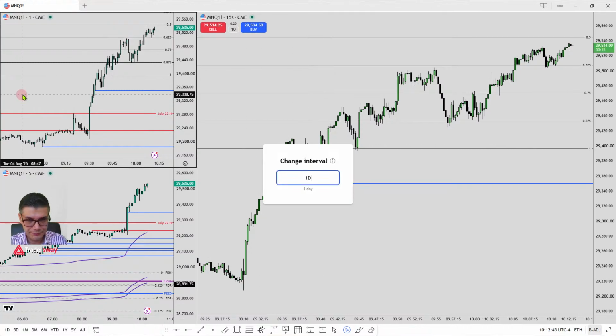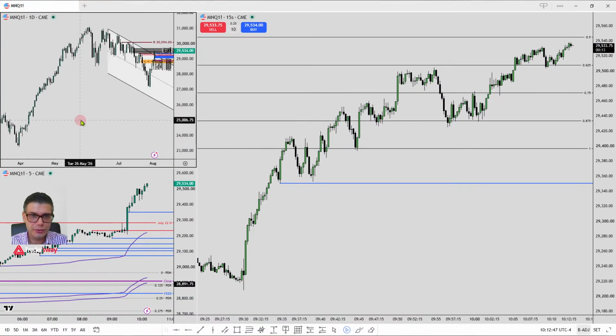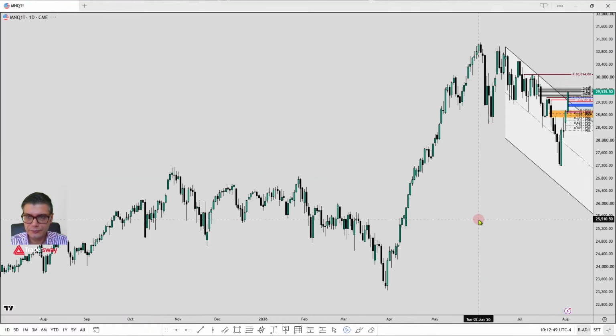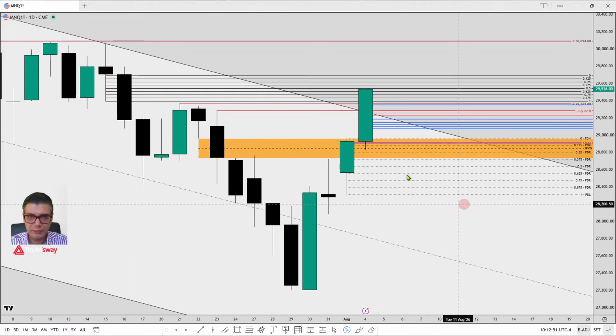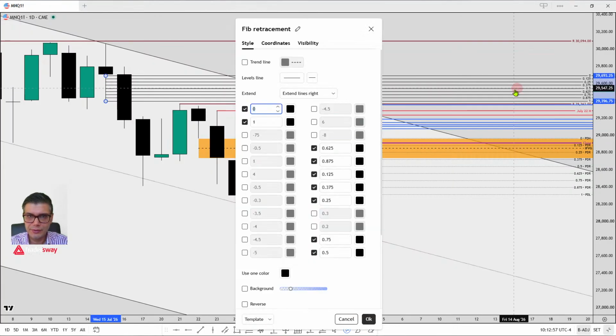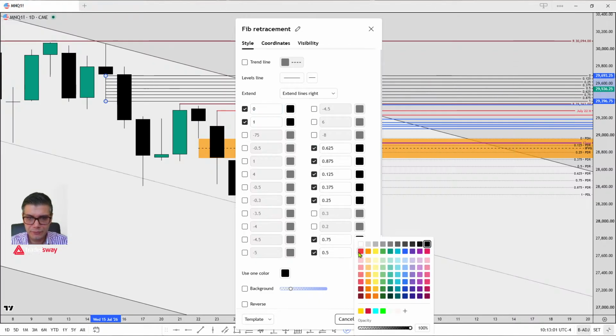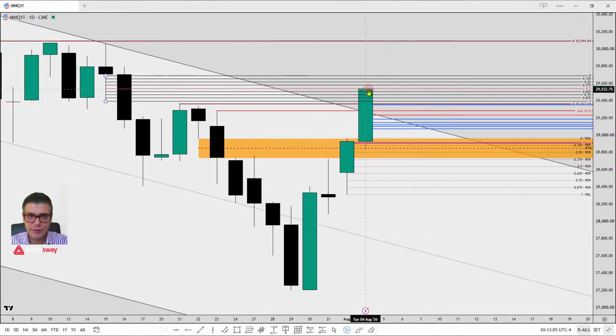Currently looking at daily chart. I measured this tail. 50% is here. Let's change the 50% color to something else like red. So it's right at 50%. Allow me to remove all these lines. We don't need them now.